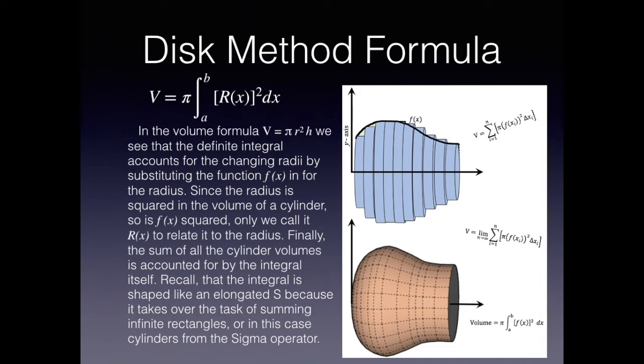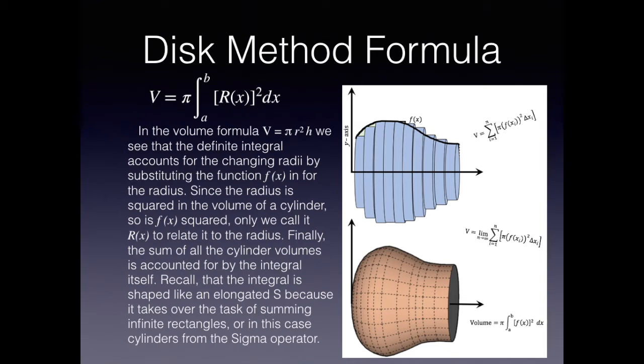So our volume formula has now become v equals pi times the integral from a to b of r of x squared dx, where r of x is the radius function, which is often the function that you're using for your curve, but sometimes needs modification. So in the volume formula, we have v equals pi r squared h. We see that the definite integral accounts for changing radii by substituting the function f of x in for the radius. Since the radius is squared in the volume of a cylinder, so is f of x squared. Only we call it r of x to relate it to the radius.